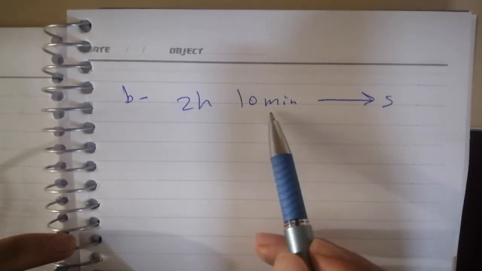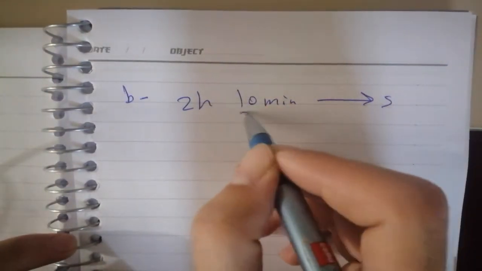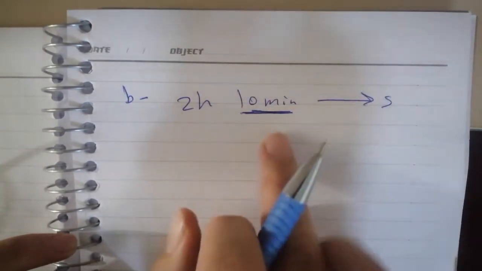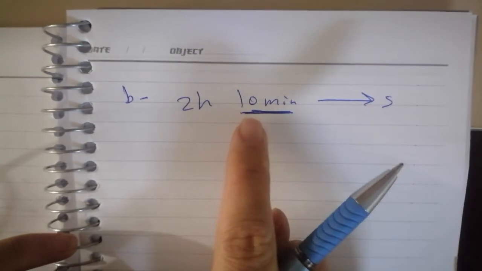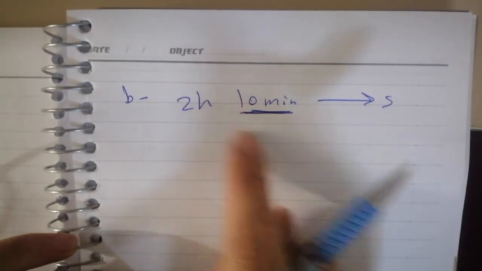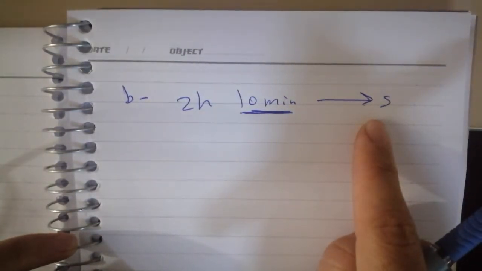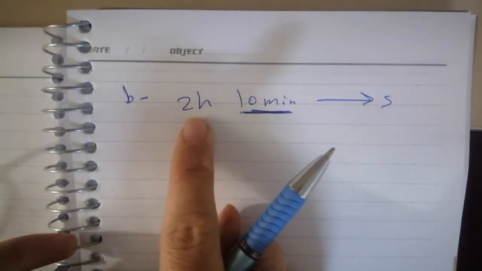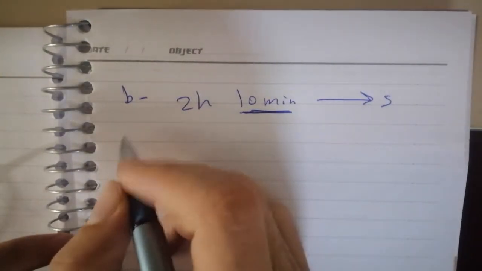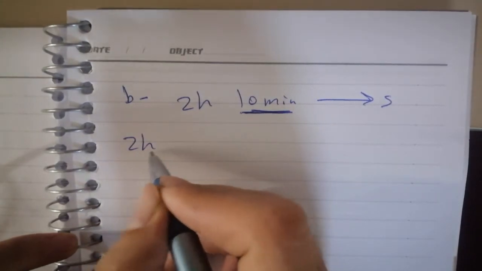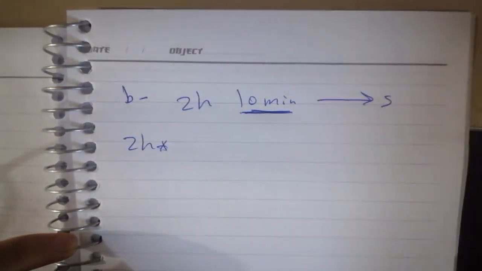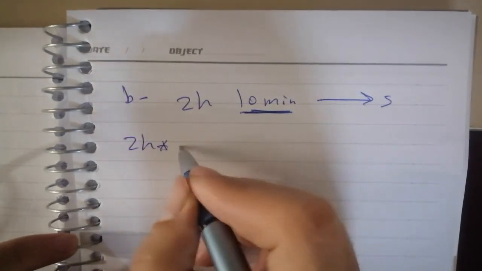Now, this is minutes itself, so I'll just not touch it for now. I'll just touch the 2 hours. When I change the 2 hours to minutes, I'll add them together, and then I'll change them to seconds. That's how I'm going to do it. So I'll first just deal with the 2 hours. Now, what is 2 hours? How am I going to change 2 hours to minutes? Let me change 2 hours to minutes first, then I'll change it to seconds.